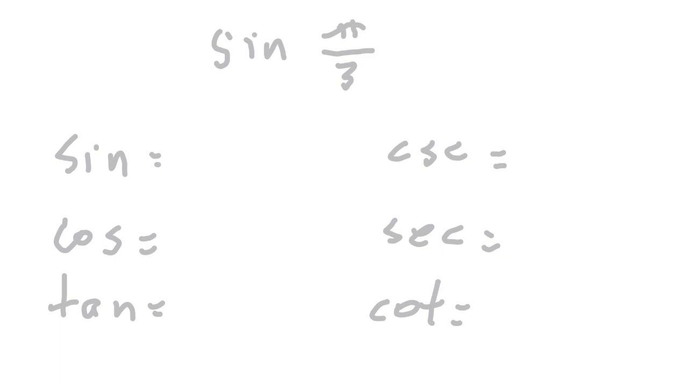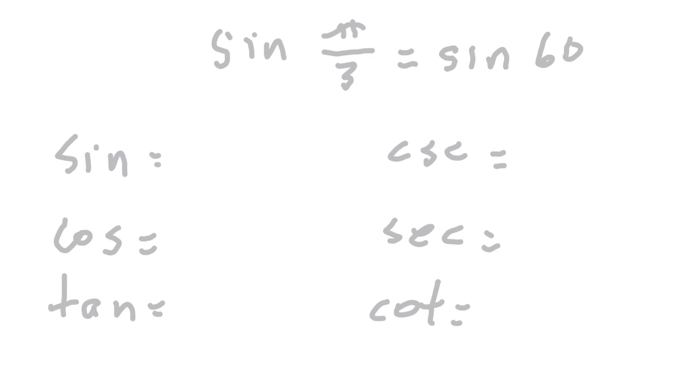Or if you have a calculator, this is what you need to do. I would probably change this to degrees. So this is the same as sine of 180 over 3, which is sine of 60 degrees. Then you just need to find the sine of 60 degrees. So the sine of 60 degrees is going to be what? Well, if you type it in a calculator, it says 0.866.